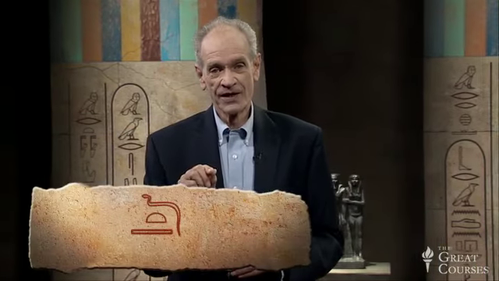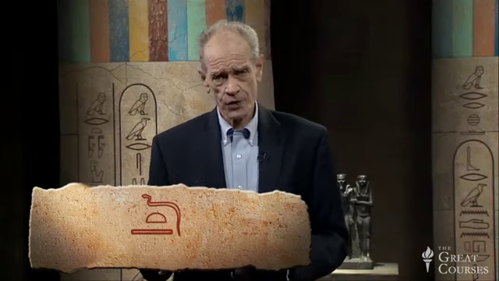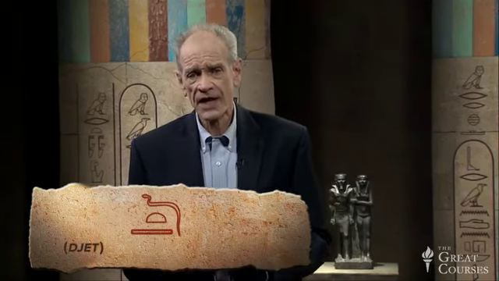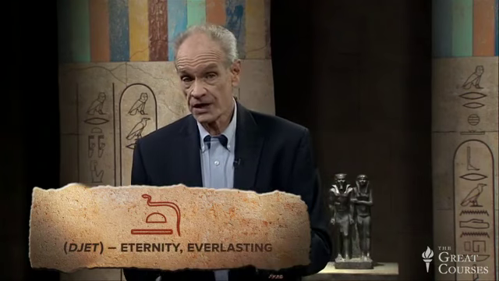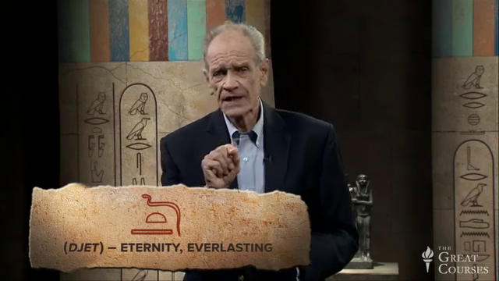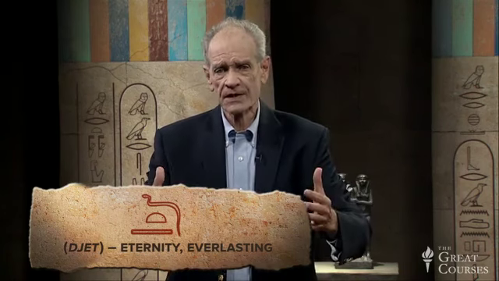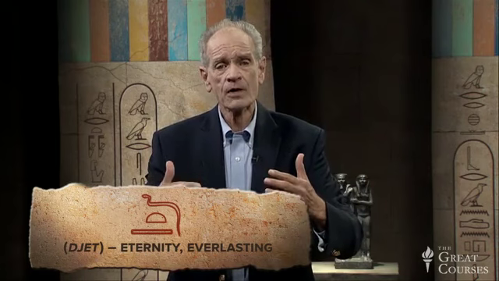Here's an important one that we will see often. This word was pronounced djet and means eternity or everlasting. The long, thin determinative is a spit of land and also determines the word for estate, so it may mean a realm of eternity.